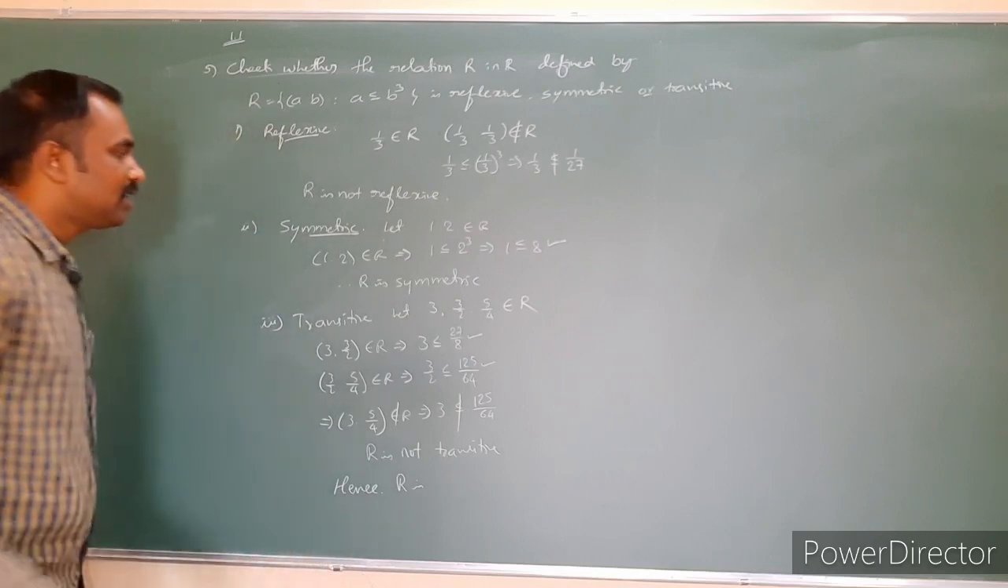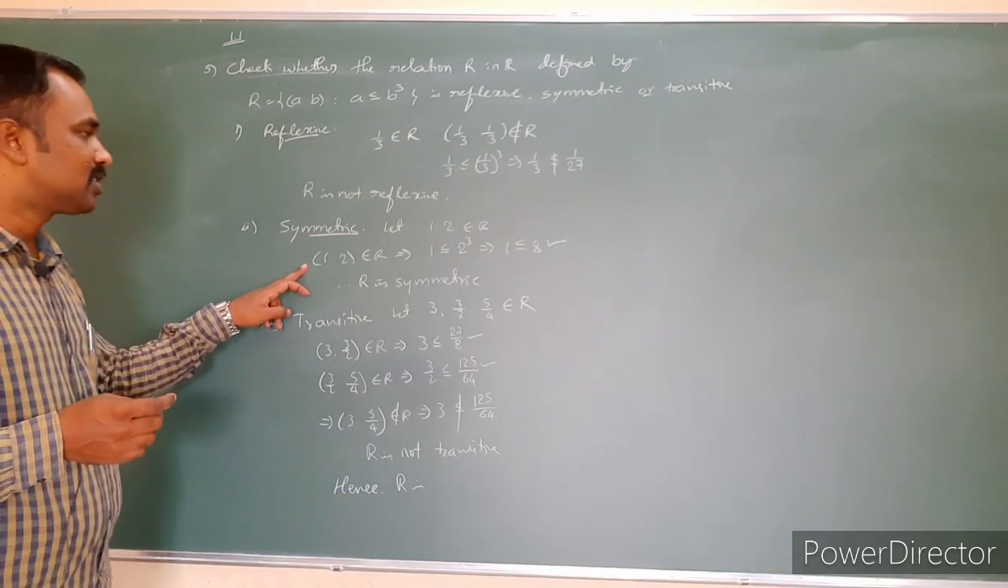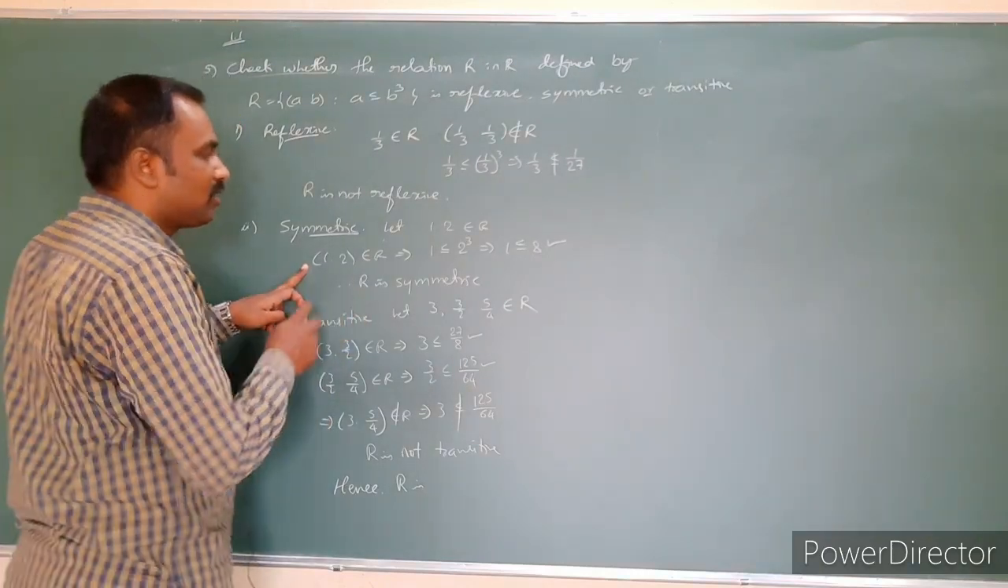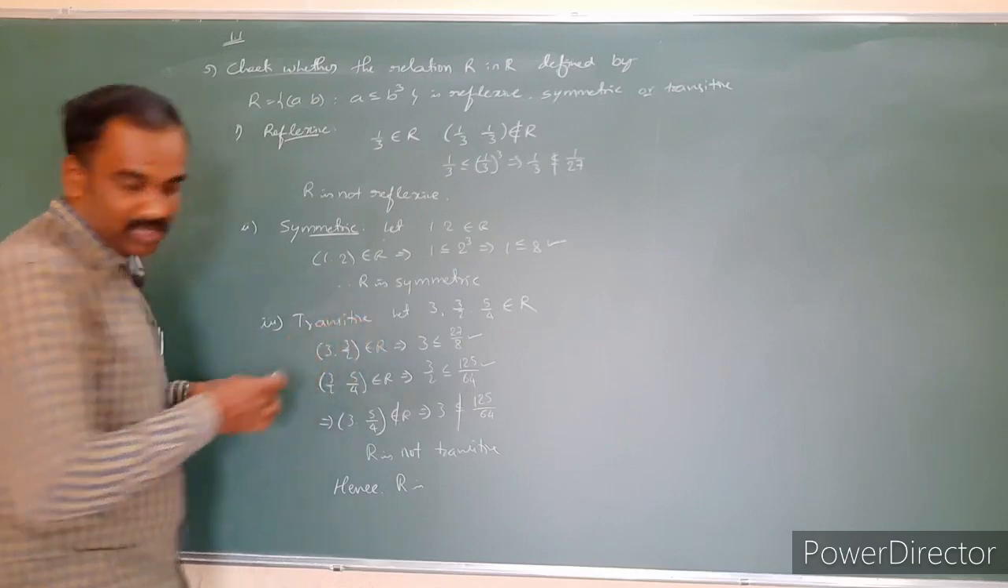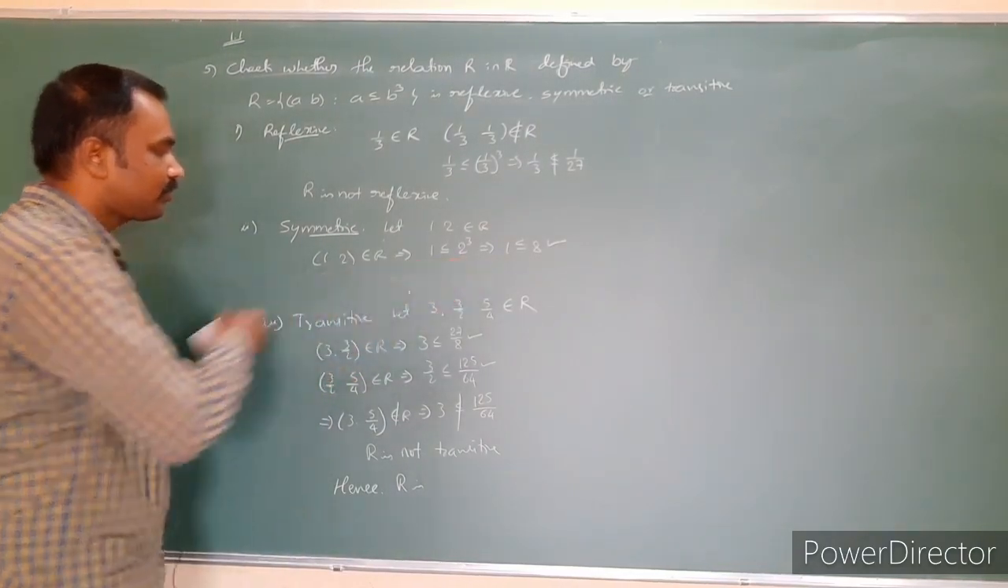Okay. Relation R is... So once again, here we just made a mistake. What is the mistake we made? Symmetric or not, we need to check the other way. A small correction from the beginning.